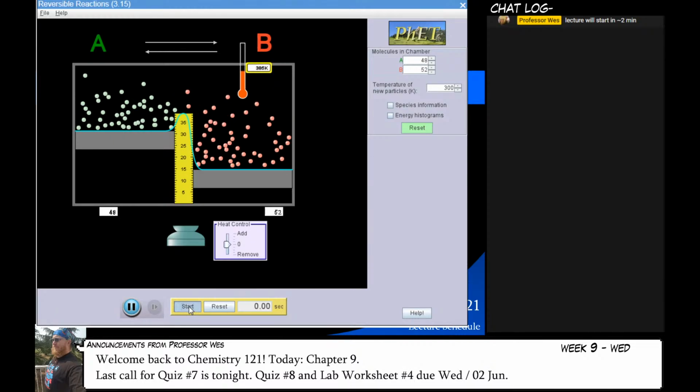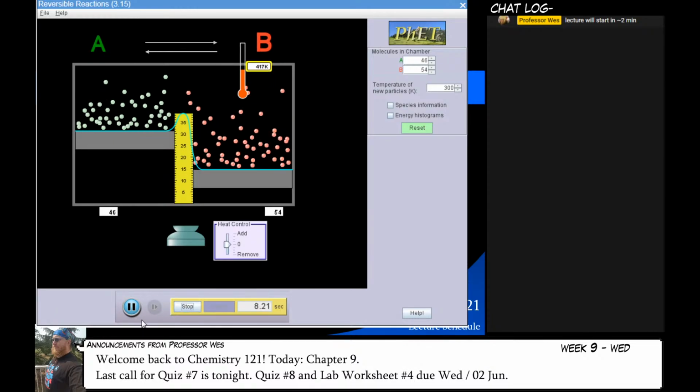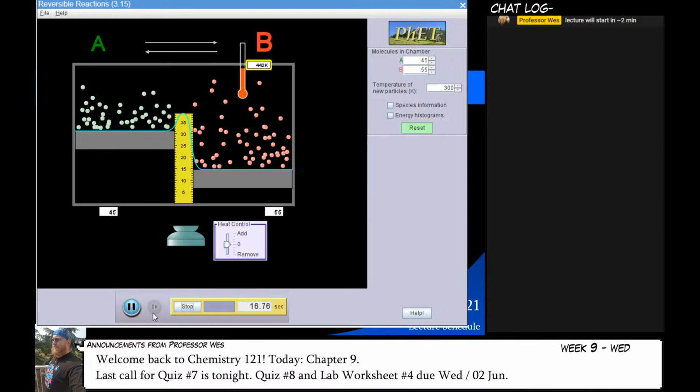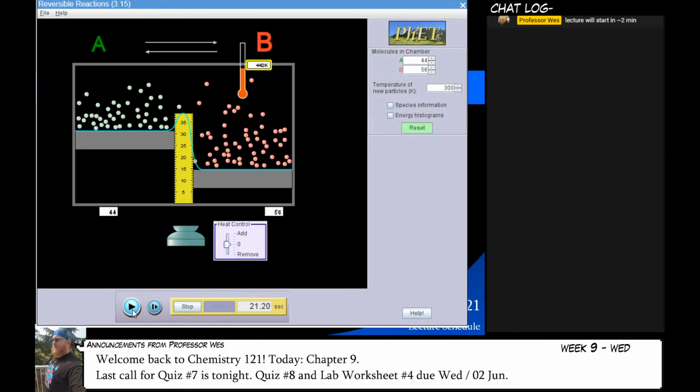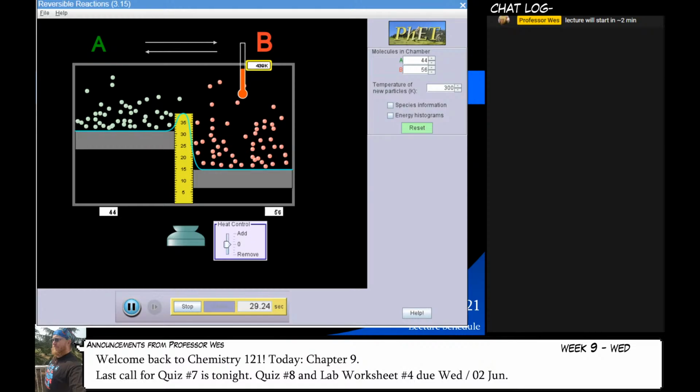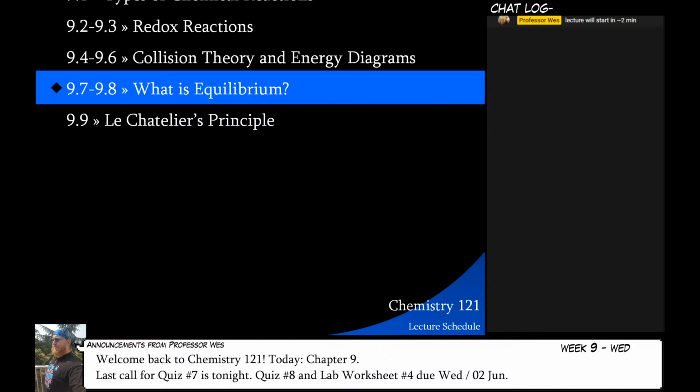And so what I'm going to do is I'm going to hit this button here. And we'll just pause it intermittently. So we'll say that at the start it was about 50-50. And we're going to come back and check on this throughout the lecture. Because what's going on here, I'm going to let it run in the background here. What's going on is there is a phenomenon called equilibrium at play.